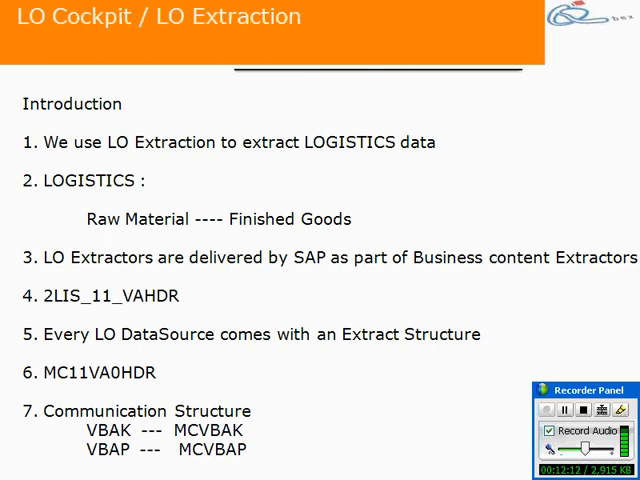Now what do you mean by header, item, and schedule line? Let me clarify. What do you mean by a sales order? Let's say a customer comes to me and places an order. For him it is a purchase order, because he is purchasing from me, but for me it is a sales order. When the customer places an order, does he place an order for one item or multiple items? Probably one item, but most times you can have multiple items also.